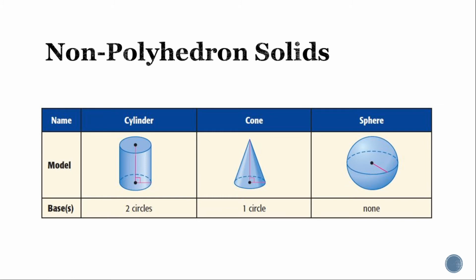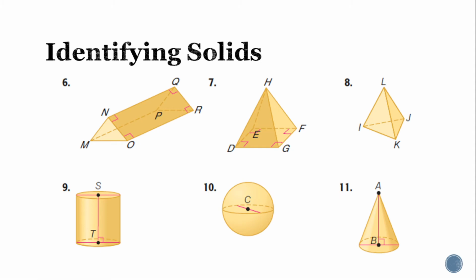Non-polyhedron solids: a cylinder, cone, and a sphere. Okay, there's 2 bases for a cylinder, 1 base for a cone, and none for a sphere. Okay, these have different formulas that we will indeed learn. And if I'm going too fast, you can always pause the video and write down the notes.